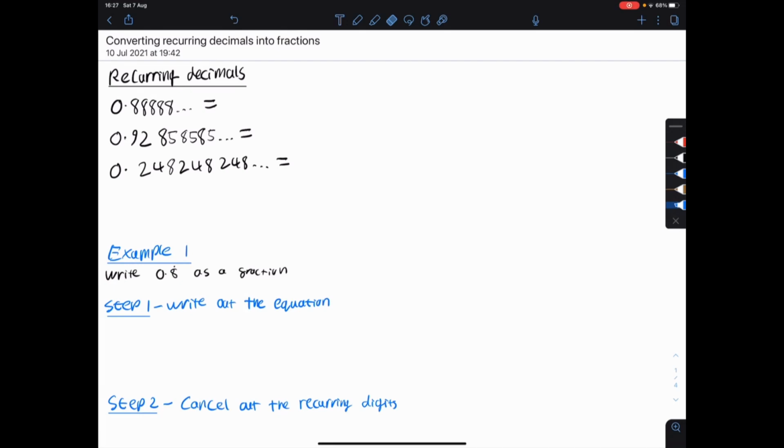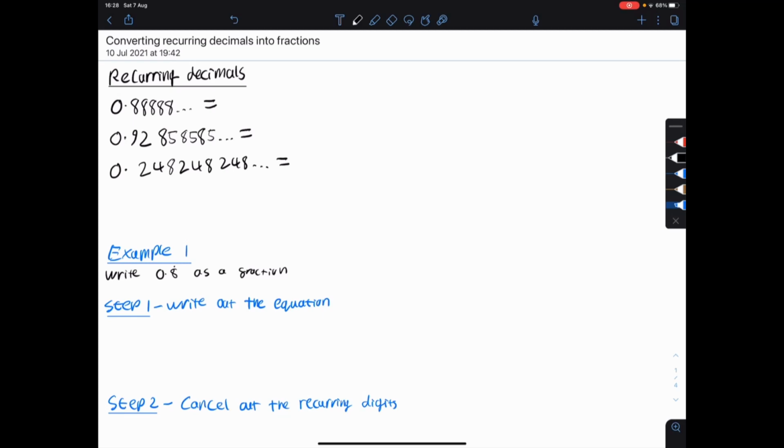Hello and welcome to this lesson on converting recurring decimals into fractions. So just as a quick recap of what recurring decimals are, recurring decimals exist when a decimal number repeats forever. So we have three examples of recurring decimals here. In this first example, we have 0.8888 repeating forever.